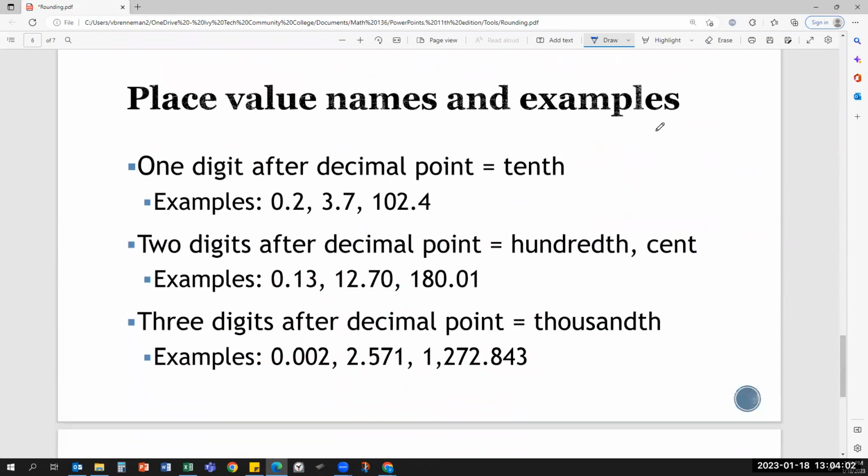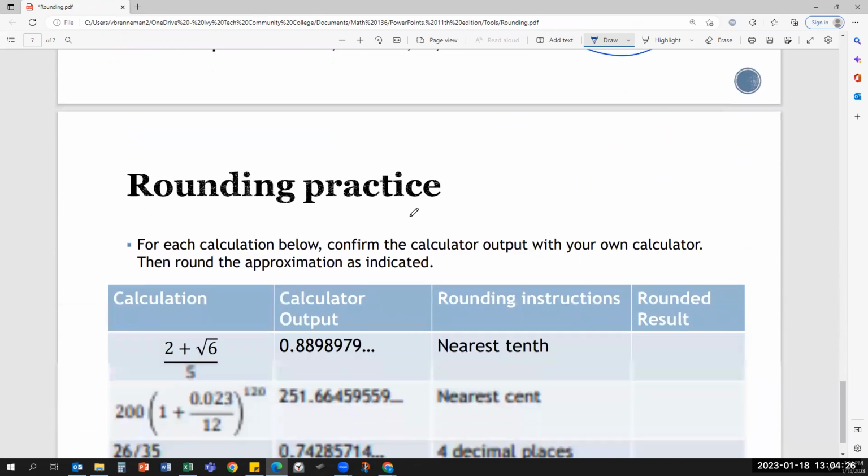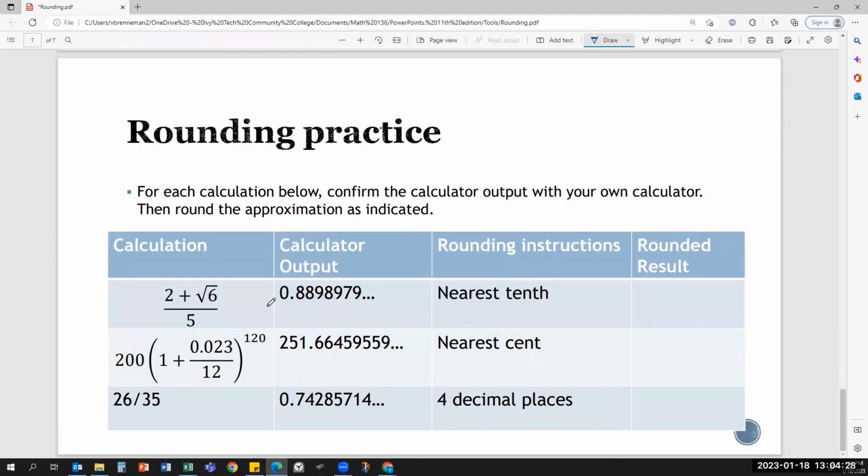So just to review the place value, 1 digit after the decimal point would be 10th, 2 digits after the decimal point, 100th, or cent if it's money. 3 digits after the decimal point would be the nearest 1,000th. So those 3 words, you need to know what those mean. Bigger than that, it'll just say the number of digits rather than the name. All right, so practice rounding, and I'll leave it up to you.